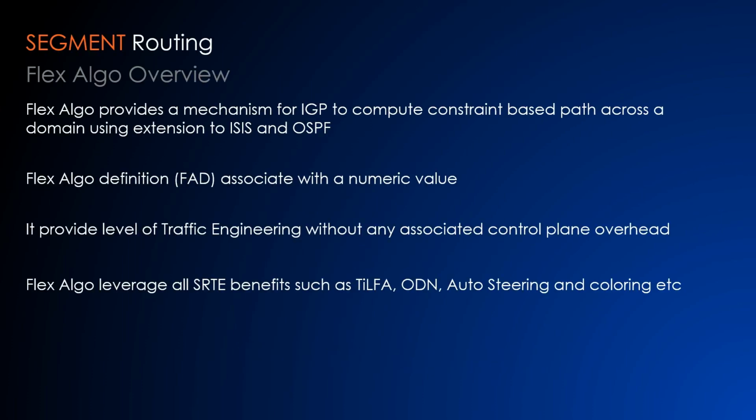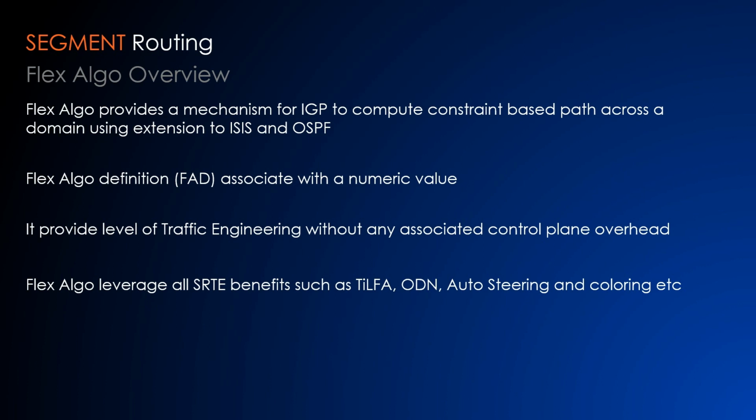Flex Algo provides a mechanism for the IGP to compute constraint-based paths across a domain, using extensions to IS-IS and OSPF to advertise a TLV containing one or more Flex Algo definitions. Generally, the FAD is associated with a numeric value, or you can say an identifier, a set of metrics and a constraint that should be used to calculate the best path along with the constrained topology.